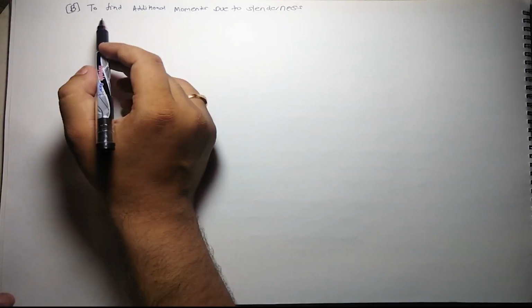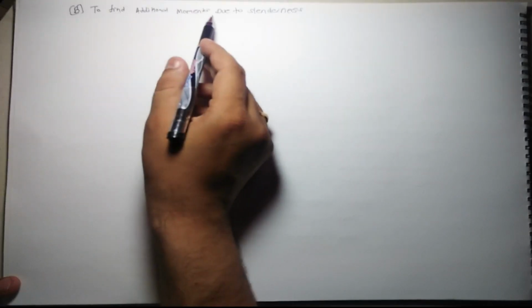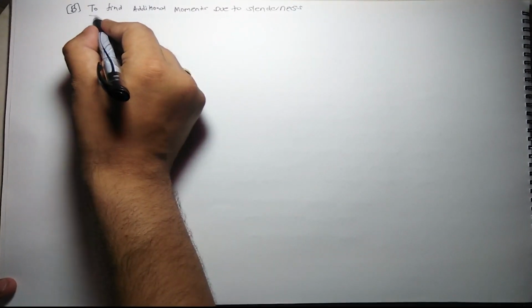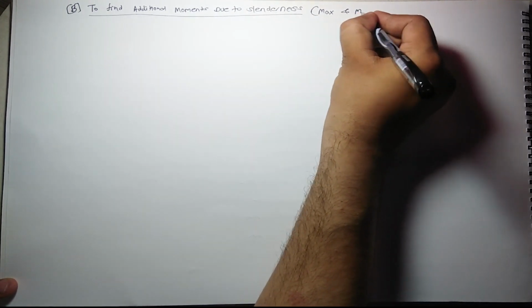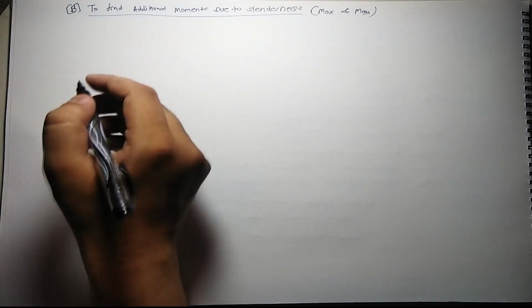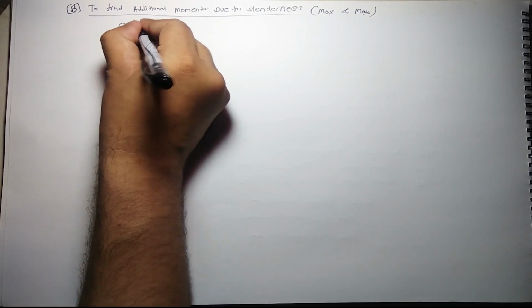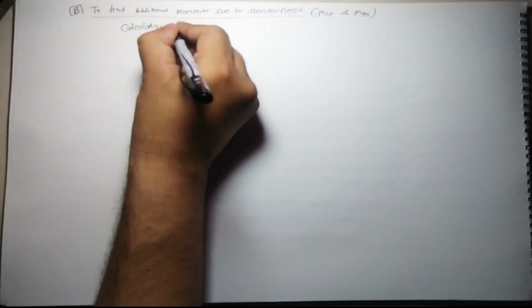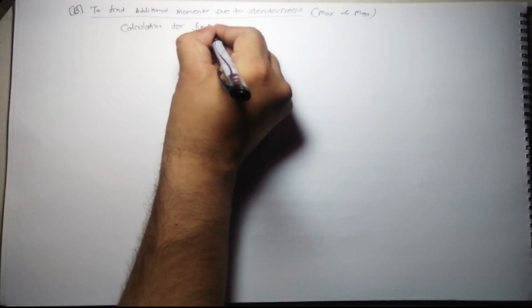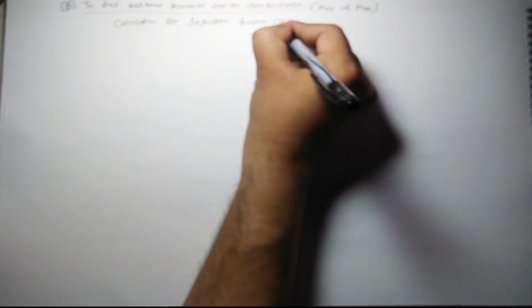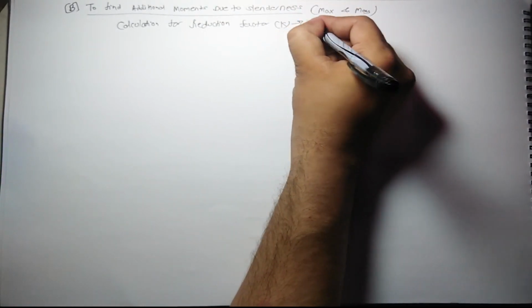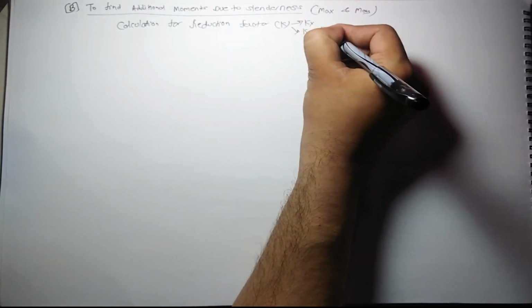Now next, part B, to find the additional moments due to slenderness. This step is exclusively for long columns, that is, Max and May, the additional moments, we need to calculate. Now the calculation for the reduction factor, that is K. We need to calculate two parameters, Kx and Ky.